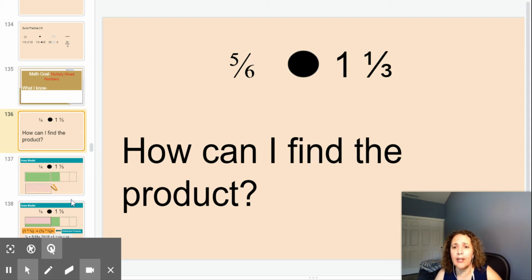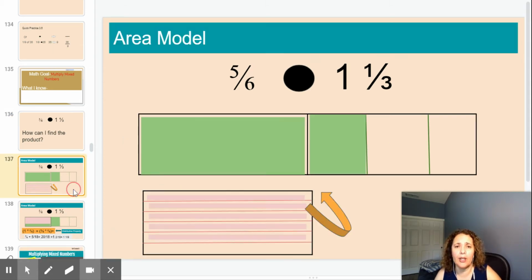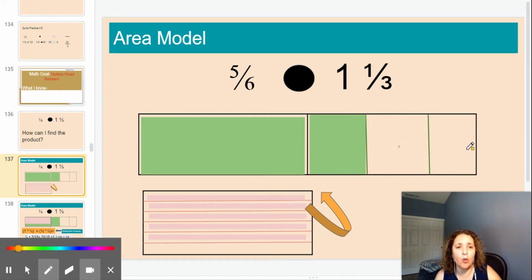So one way is to think about it as area, right? So area is length times width, right? So let's look at the area model. So in my first one, 1 and 1/3 is represented here by one whole that I have here. And then this other whole is broken up into three equal parts, and I have a third of it. So I have one whole and a third.